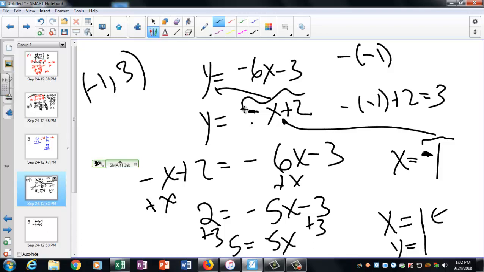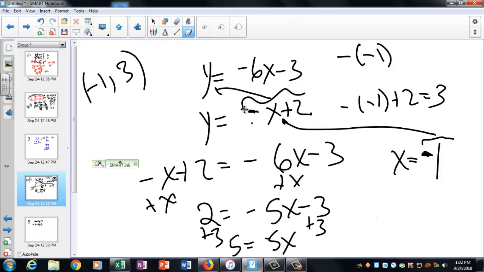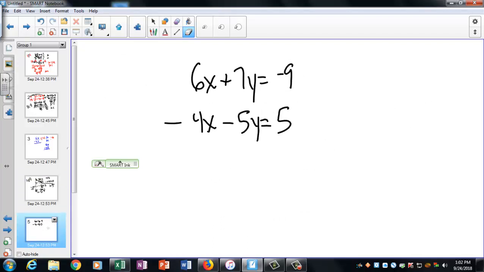So it would be, okay, just 1 plus 2. Yes. Yeah. All right. Now, some of you want to try to eliminate the x or the y here. It doesn't really matter.